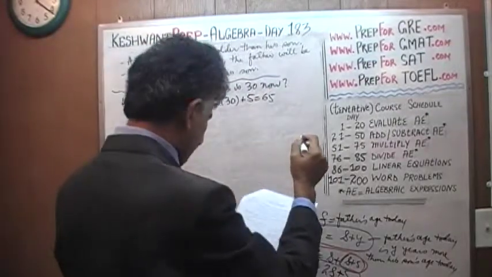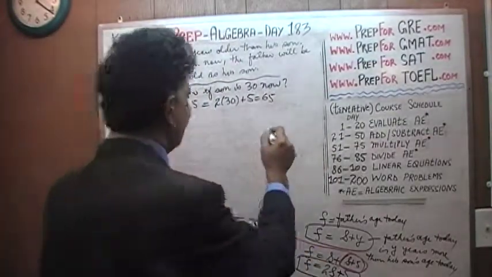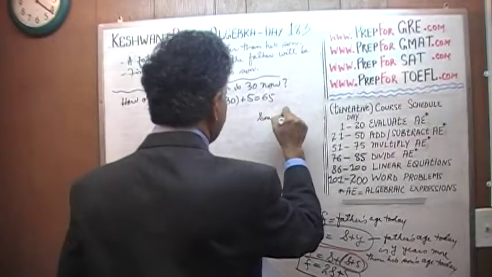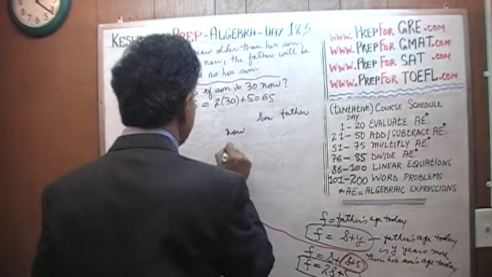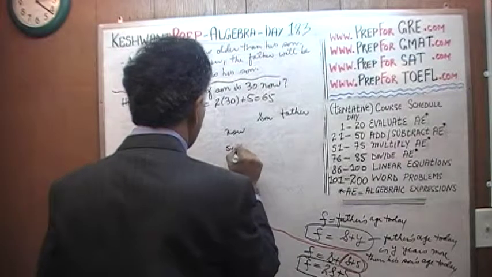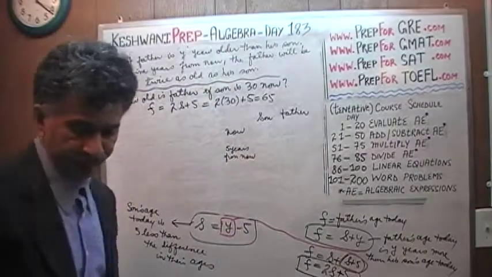Let's see what our arithmetic calculation tells us without the algebra. Here is your son. Here is the father. Here is now, and here is 5 years from now. Watch what happens.